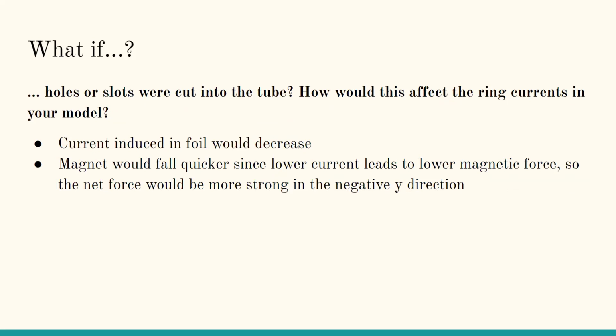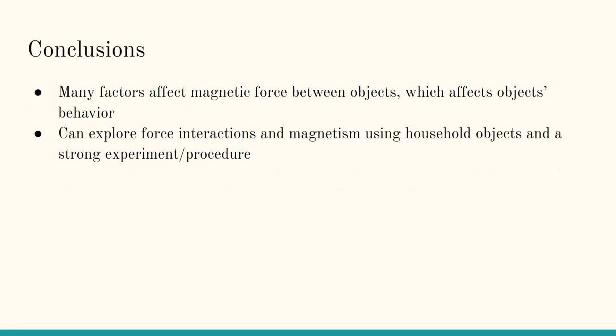And then what if we added holes or slots in the tube? This would mean that the induced current in the foil would decrease, which also means that the magnet would fall quicker, since lower current leads to lower magnetic force, which means we would have a stronger net force in the negative y direction.